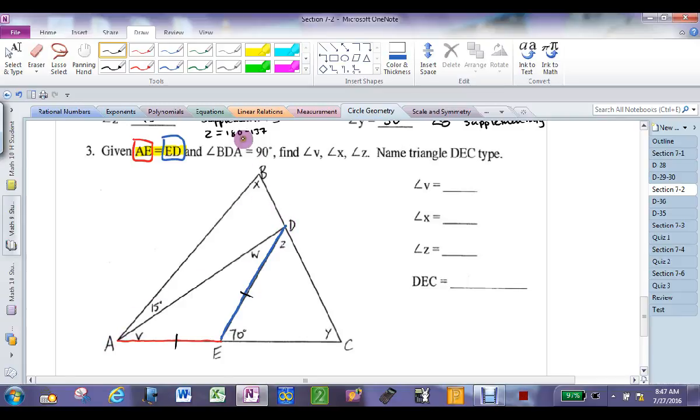BDA is 90. So what do I get to do right here, BDA? I get to make it 90 degrees, don't I? Now, does that automatically give me X? How? Add 90 and 15. 90 and 15 is 105, which means X has to be 75. X has to be 75 degrees. Why? Triangle or supplementary? Picking up what I'm putting down? Yeah? Okay, you got to figure out the other three.